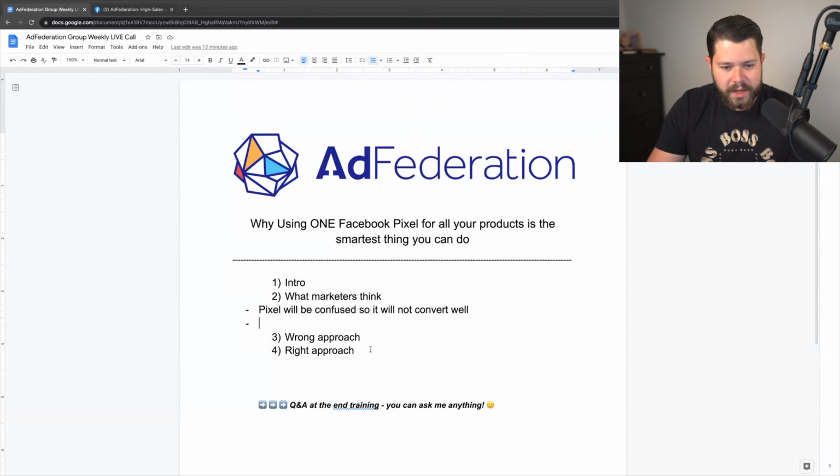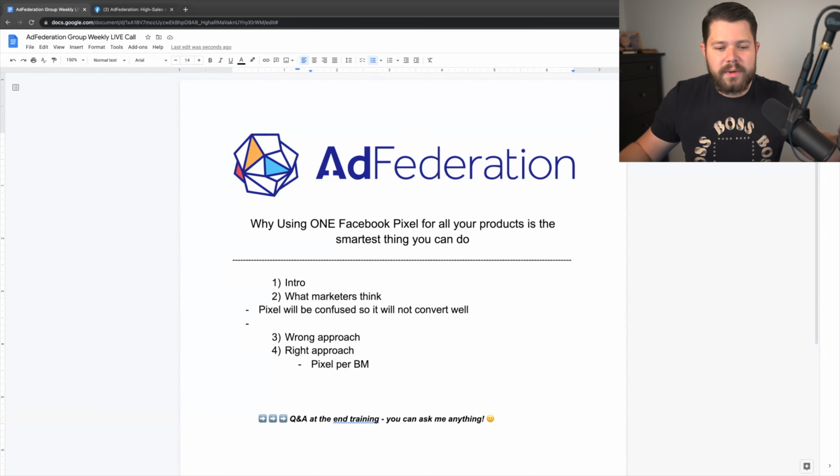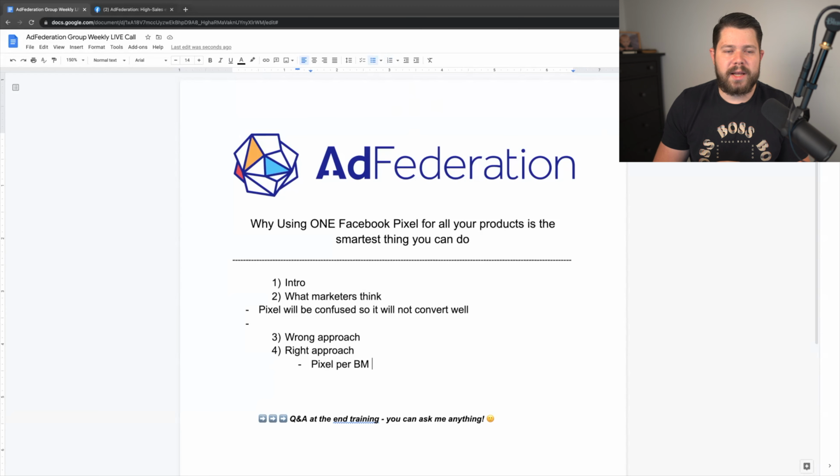So if you can, try to have a pixel per BM, business manager, okay? So if you are running multiple ad accounts, you'll be able to take all this data and put it into that one pixel. So it will be like the ultimate pixel on steroids. I do this for years.